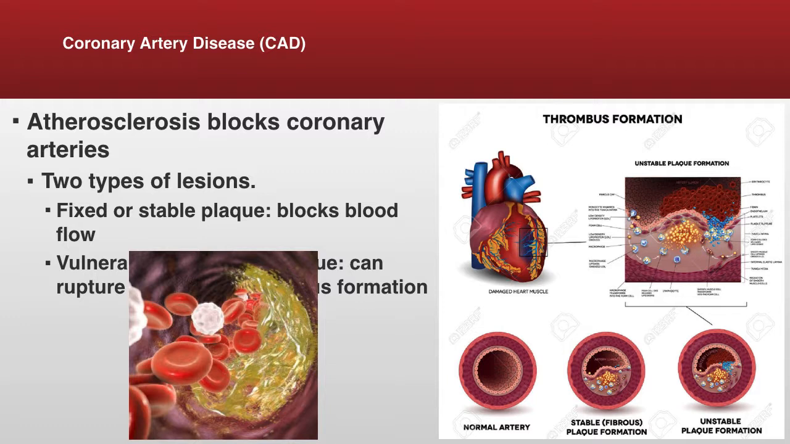If you look at the illustration on the right, it shows the normal artery and then the stable plaque versus the unstable plaque. The plaques tend to form in the left anterior descending or the left circumflex arteries. In some cases, though, the entire right artery is involved.